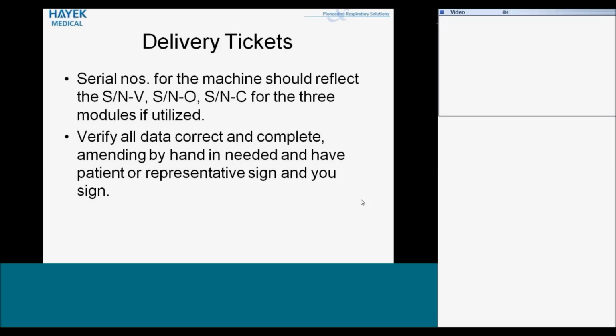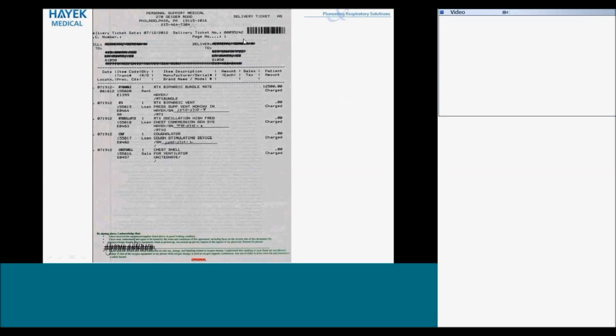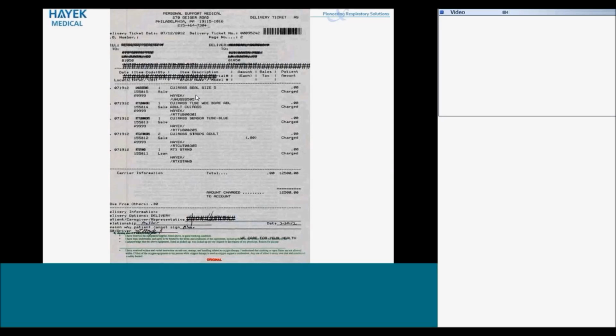If there is, for some reason, something that is not present that is on the ticket, it needs to be back ordered and noted. Or if you happen to have an extra hose and the hose that showed up maybe had gotten damaged in transport, note that on the delivery ticket, and then have the patient or representative sign the delivery ticket. Here's an example of the delivery ticket. The delivery ticket will show the different serial numbers we talked about, and then here is page 2. It shows the different elements that are delivered with the machine.